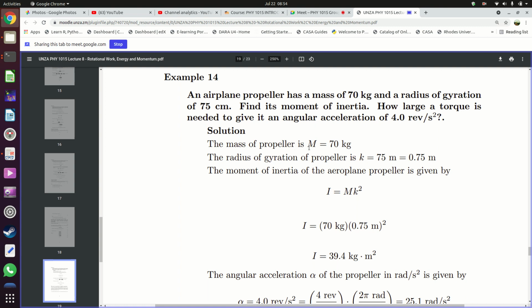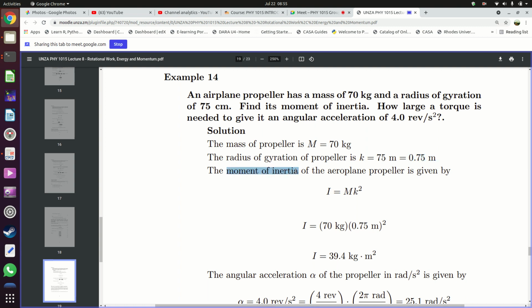the mass is 70 kgs. The radius of gyration we've been given. This radius of gyration is 75 centimeters. So K is 75 centimeters, which is equal to 0.75 meters. So with this information about the mass of the propeller and its radius of gyration of 0.75 meters, we can work out what the moment of inertia of the propeller is.